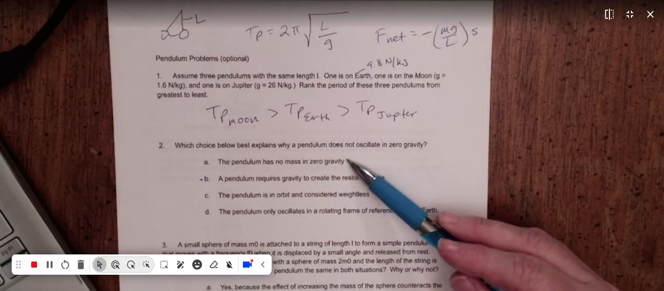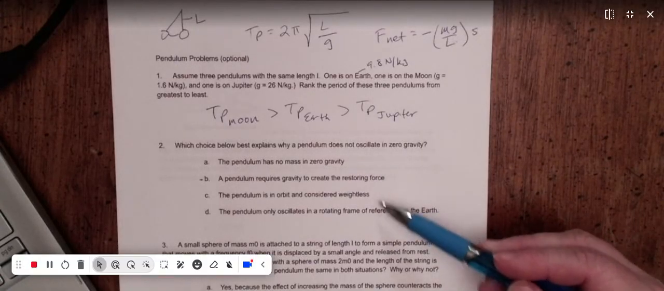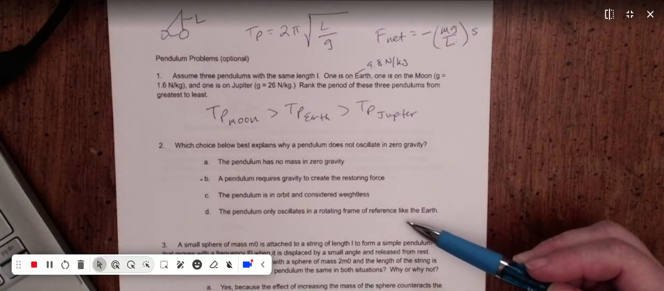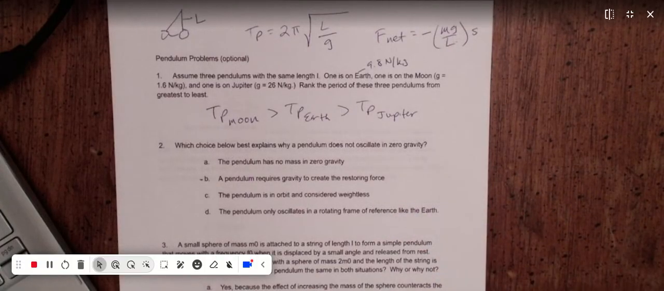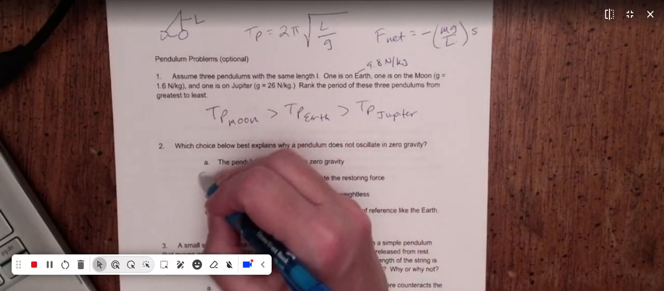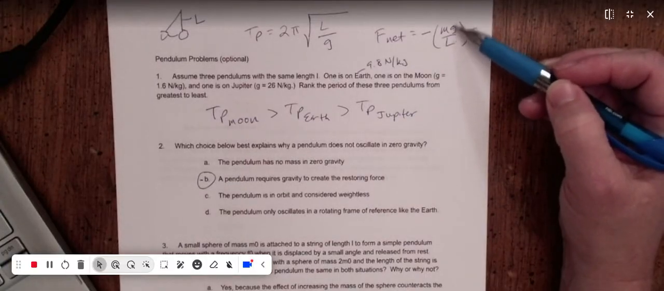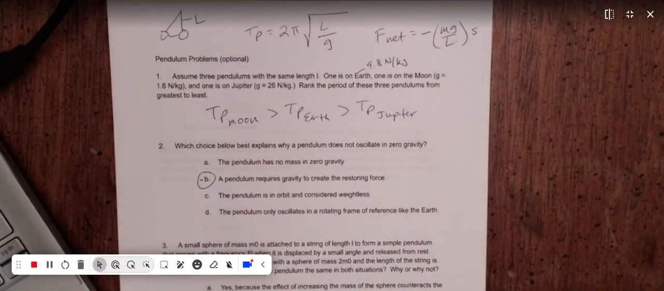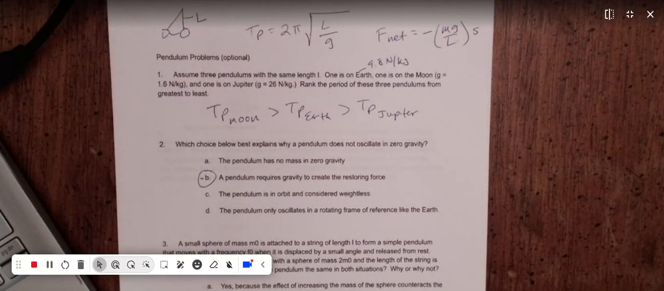The other choices: it still has mass, even if it's in zero gravity. It doesn't have weight or force of gravity, but it still has mass. These other answers just don't really make sense. This wasn't the best answer choice because you have to have gravity. Acceleration due to gravity is part of the restoring force equation. And if you think about what's happening with the pendulum, gravity is pulling it down and helping pull it back towards the equilibrium position each time it swings from side to side.